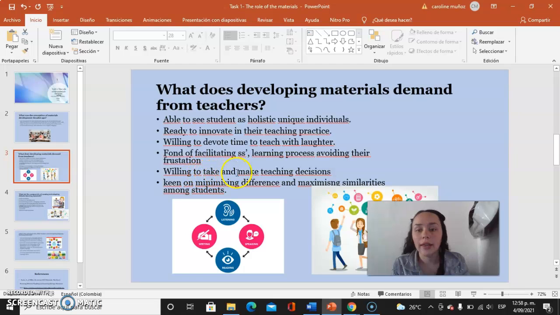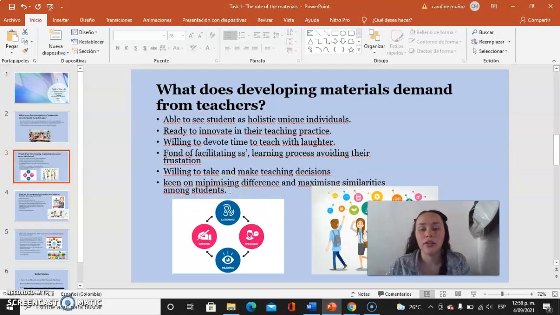The other is willing to take and make teaching decisions. Here, the teacher needs to know their process, yeah, their pedagogical practice. Say, okay, I need to improve that. I need to create this activity, or I need to design a better didactic unit, yeah. And the other is keen on minimizing differences and maximizing similarities among students.